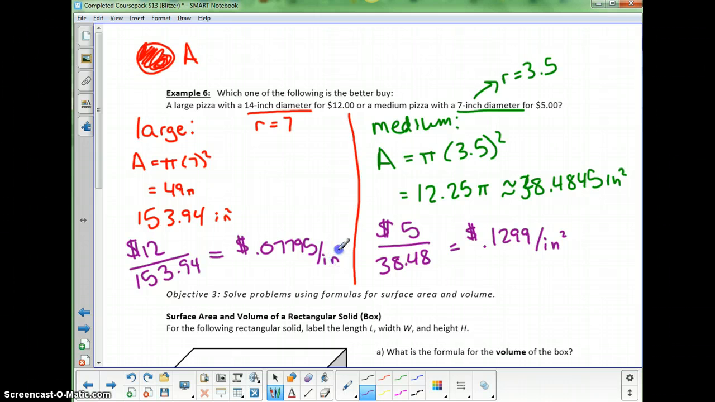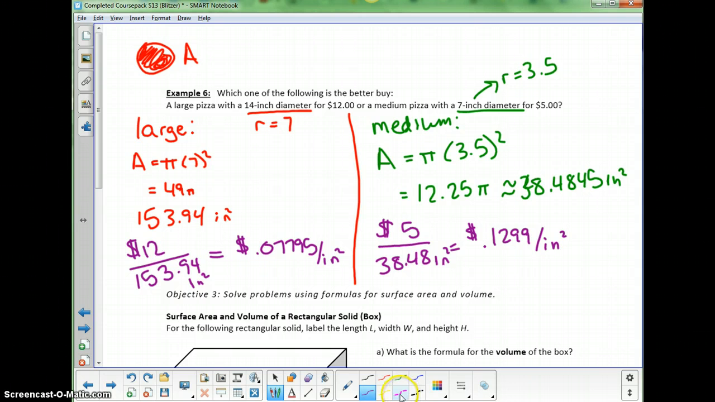When I divide things, the units on the top were dollars, the units on the bottom were square inches. The units for the answer should be the units on the top divided by the units on the bottom. So the units on this are dollars per square inch. I need to be careful with that, making sure I show my units correctly.